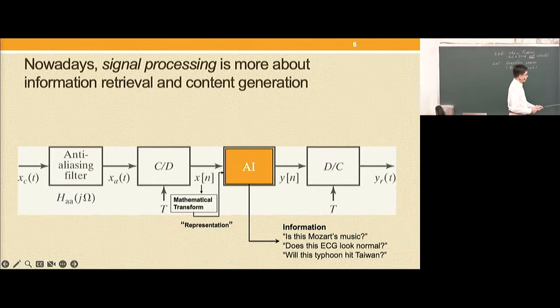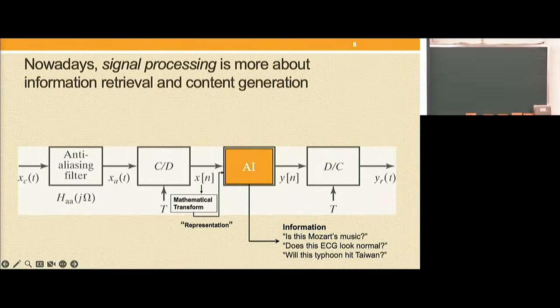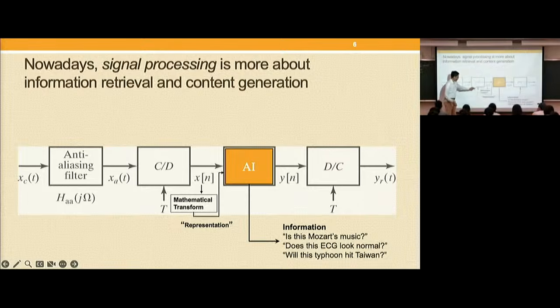Let's take a look. First of all, still from analog to digital, nothing has changed much. But from here, you might want to compute some kind of representation using some kind of mathematical transform, to represent your signal first, and then feed that representation to your AI. And the AI's job might not be to produce a signal. That could also happen too. But AI's job a lot of times is to retrieve information from this representation of your signal.